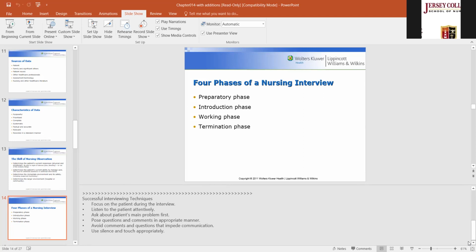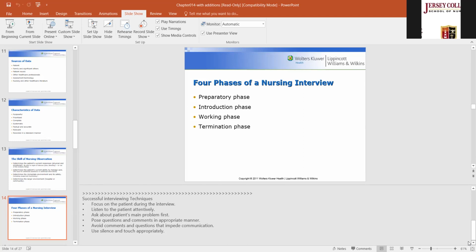So, for a successful interview, you want to focus on the patient. Okay, listen to what the patient's saying, because what is a habit that we all have of doing now? We're preparing our response while the person's talking, right? So we're not really listening to what they're saying, because if I'm preparing my response, I can't be listening to what you're saying. And then ask about the main problem first. All right, give them questions and comments in an appropriate manner. Avoid any comments or questions that might impede the communication.